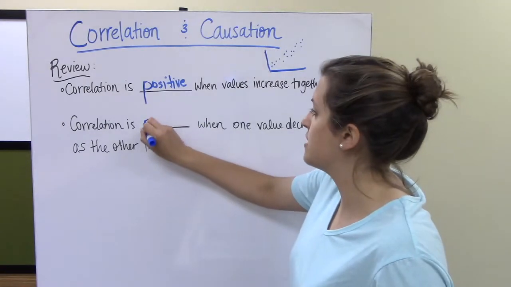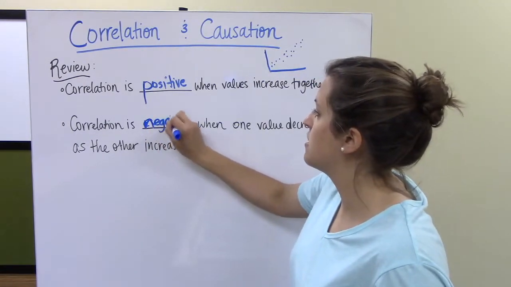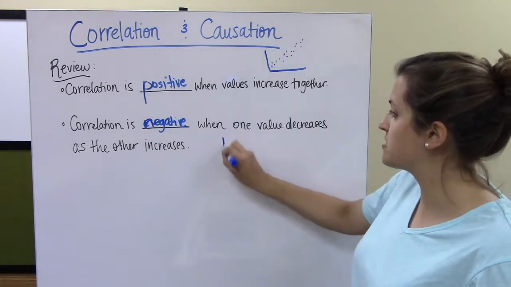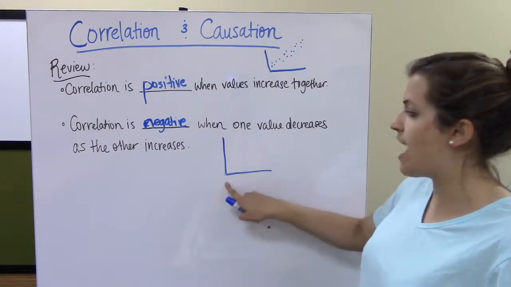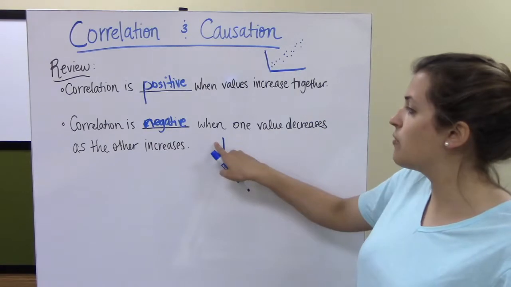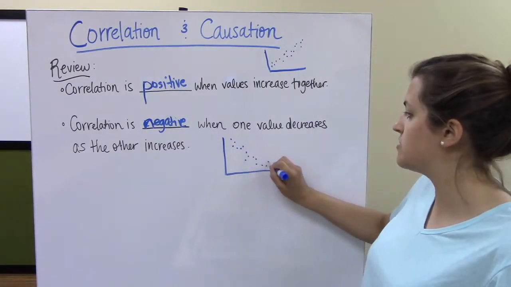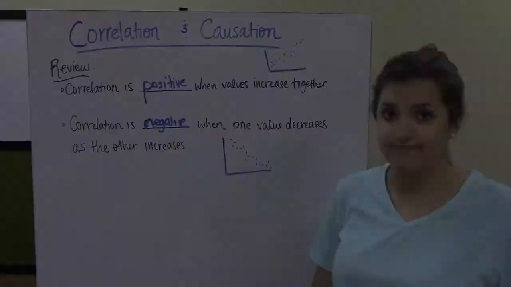So this is negative. And a negative correlation on a scatter plot looks like this. So we'll have, as our x increases, our y decreases. So we'll have something that looks like this, a general downward trend.